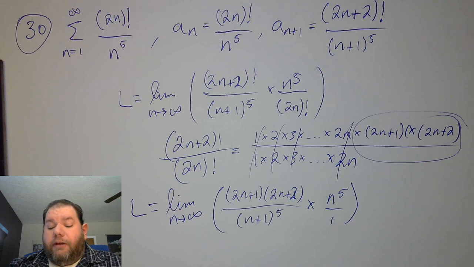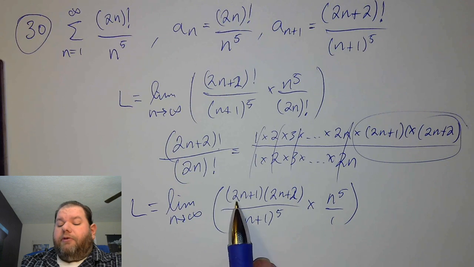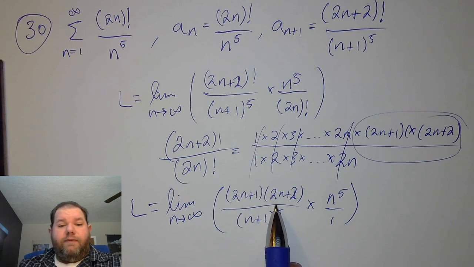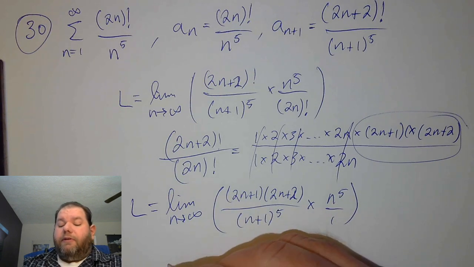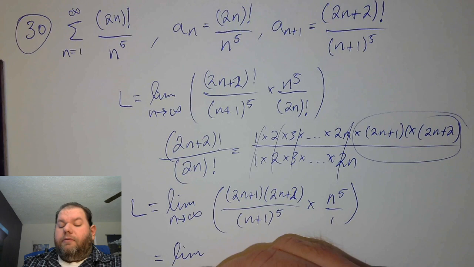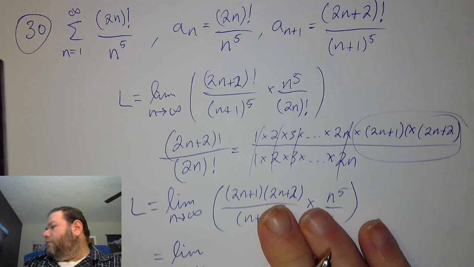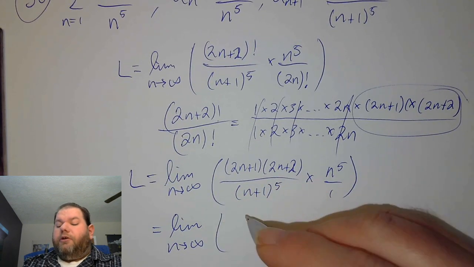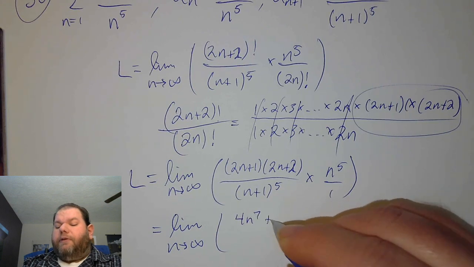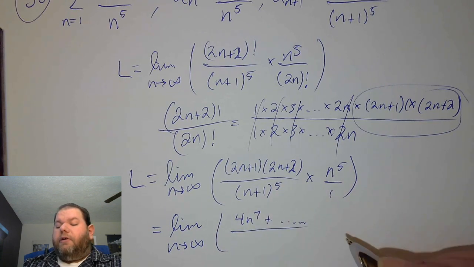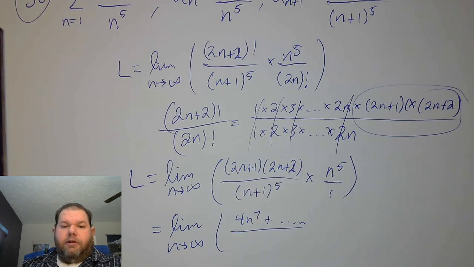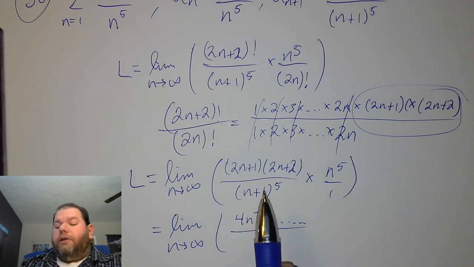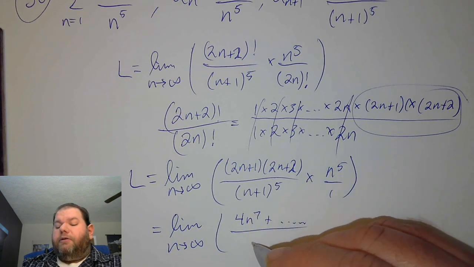thinking about multiplying this out, we could multiply these out. We know the first term is going to be 2n times 2n, which is 4n squared. 4n squared times n to the 5th is 4n to the 7th. So our numerator, we're going to start off with 4n to the 7th plus whatever follows beyond that, because we have 2n times 2n times n to the 5th. That's going to be our leading term. On the bottom, our leading term will just be n to the 5th power.